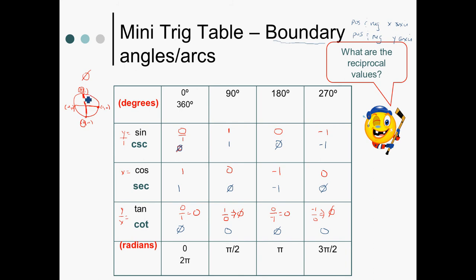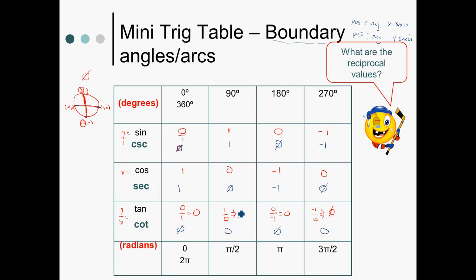Notice tangent is undefined on the y-axis boundaries, and 0 on the x-axis. The x-axis would be 0 and 180, and tangent is 0 there. All right.